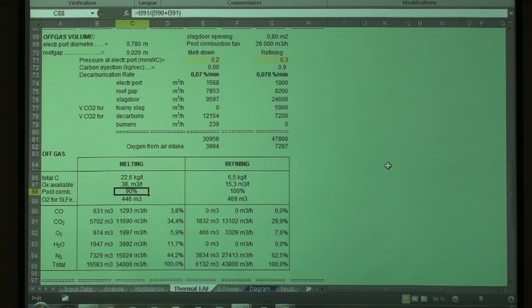This is only for the EAF gas, and not included dilution air from other sources.